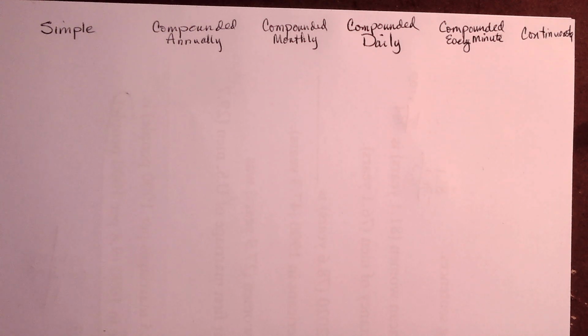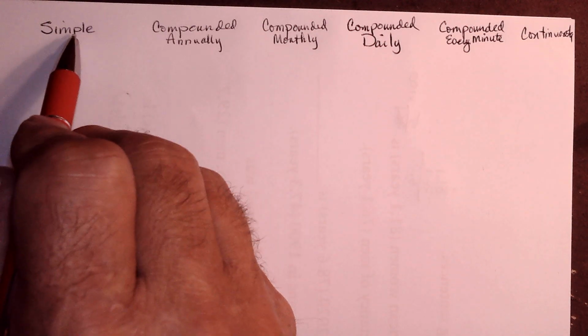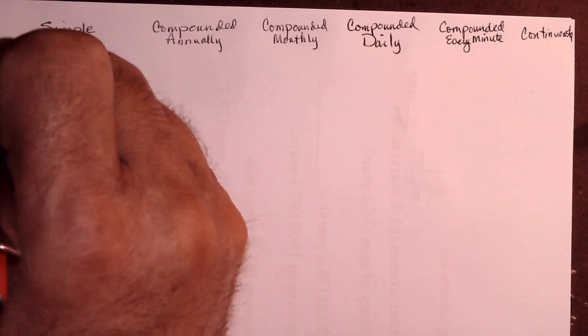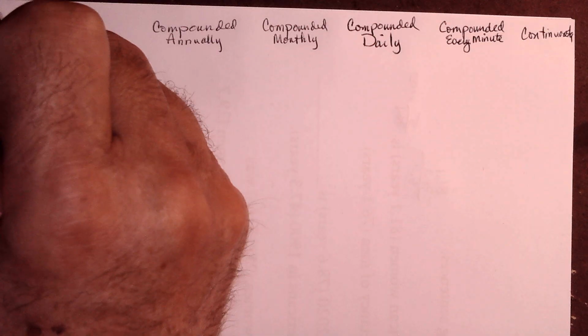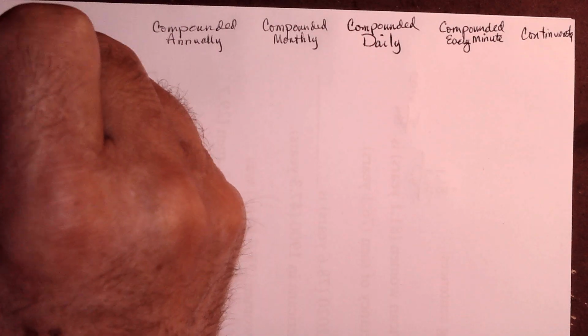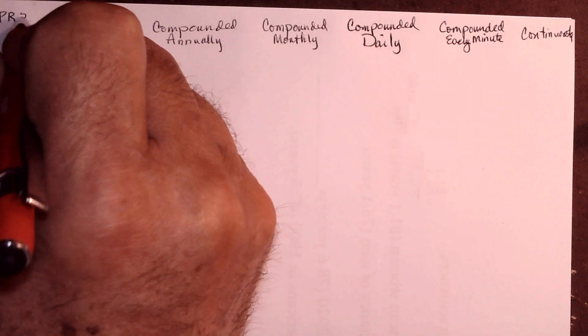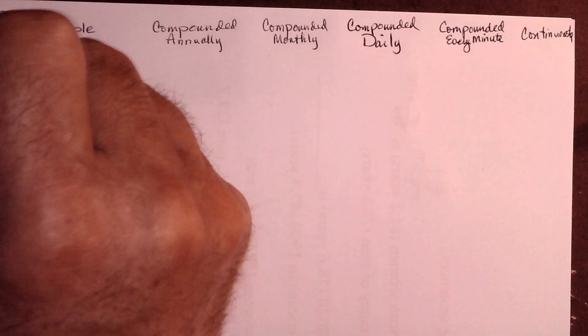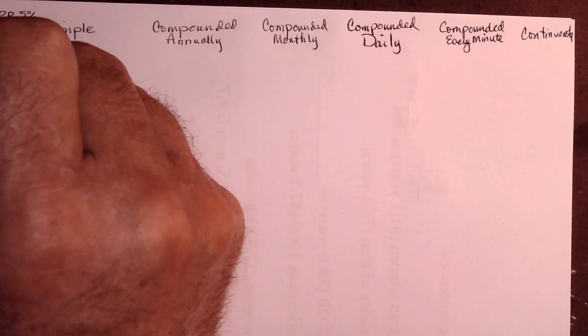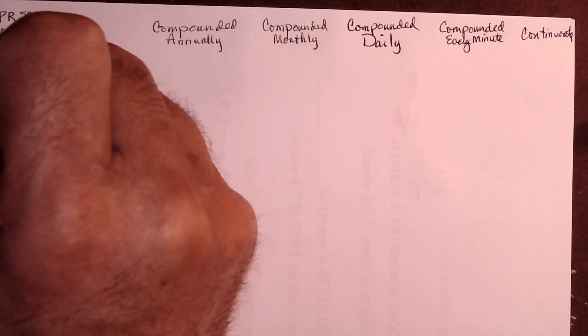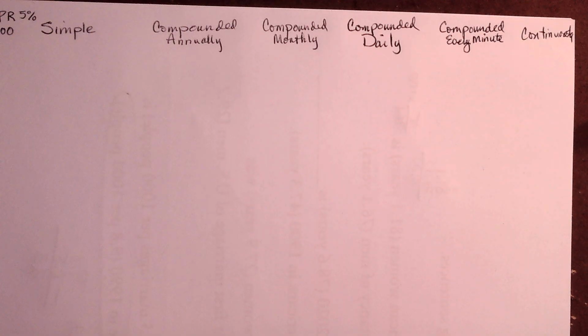Okay, we're going to talk about interest. So, simple interest. Let's say we get an interest rate, an annual percentage rate, an APR of 5%. And we put in, let's say we're going to be saving $1,000, putting that much into our savings account.